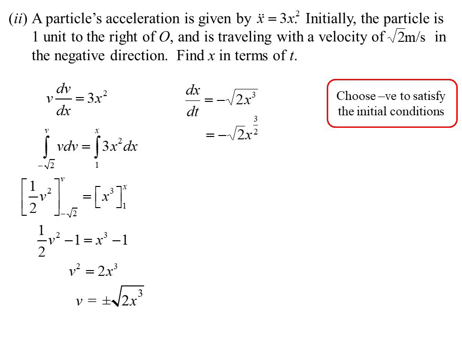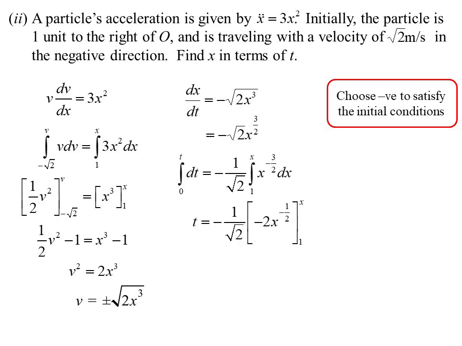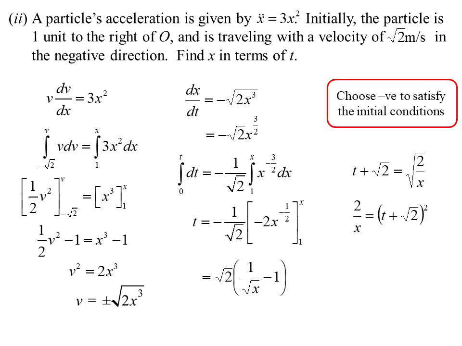Okay, put it in index form, separate out my variables, integrate first of course, substitute in, and we get this rather strange expression. But of course this is an expression for time with respect to x, we want it the other way around. We're going to make x the subject, so we'll keep going. T plus root 2 equals root 2 over x, and eventually there it is. X equals 2 over t plus root 2 all squared.